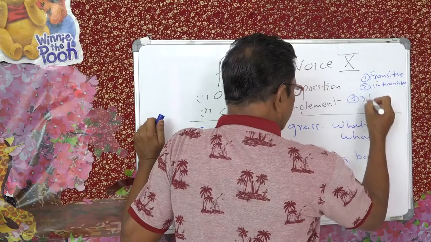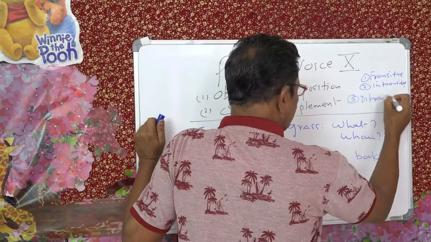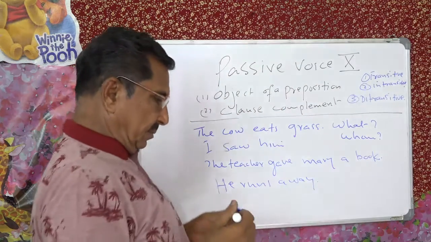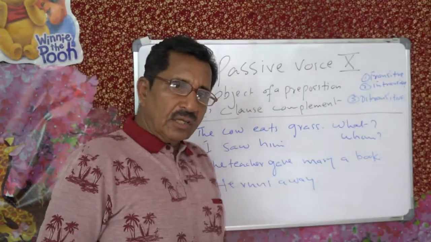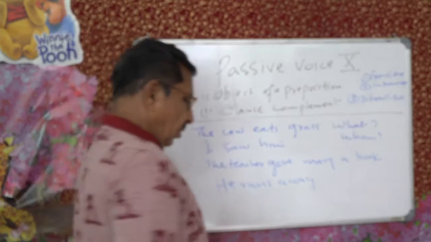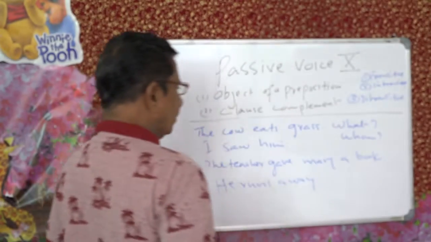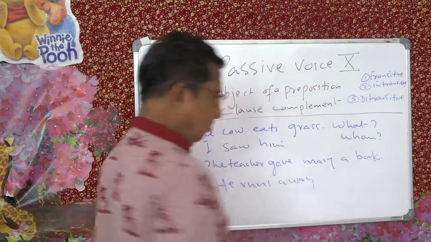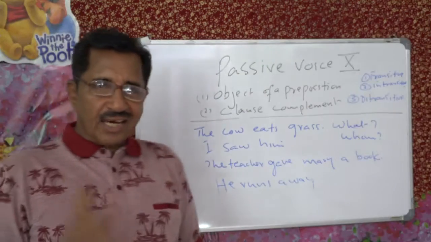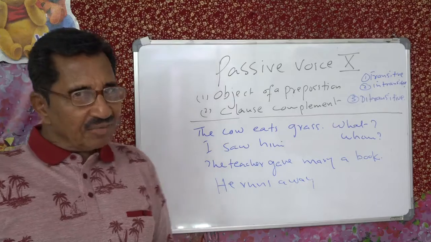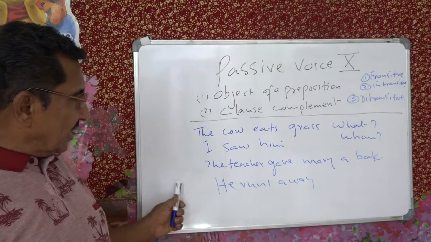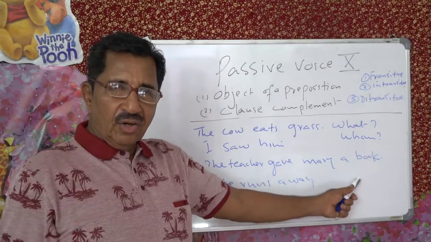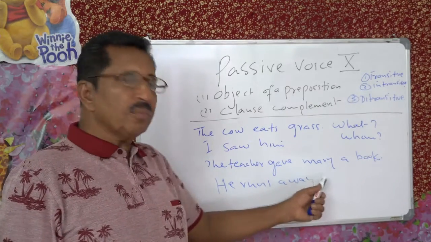Then we have got a ditransitive verb. Ditransitive means a verb that has got two objects. When you have got two objects, they do not have the same value, in the sense that one is direct object, the other is indirect object. So in this case, the teacher gave what? A book, that is direct object. To whom? That is to Mary.